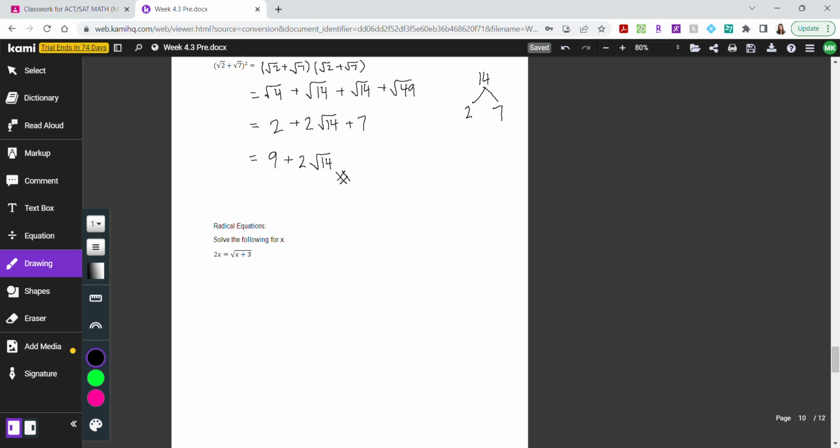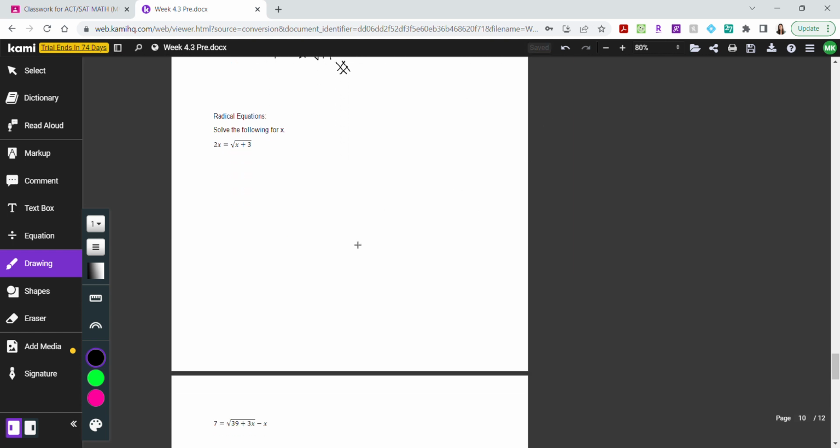Alrighty, now with radical equations. In order to solve radical equations, it is a little tricky, but it takes a lot of practice, right? So we need to get rid of the radical sign. In this case, the first thing that we are going to do is square both sides of the equation. Now 2x to the power of 2 is going to give us 4x squared. When we square this, so we have a square root and we're squaring it, we're just going to get rid of the square root. So it's going to be x plus 3.